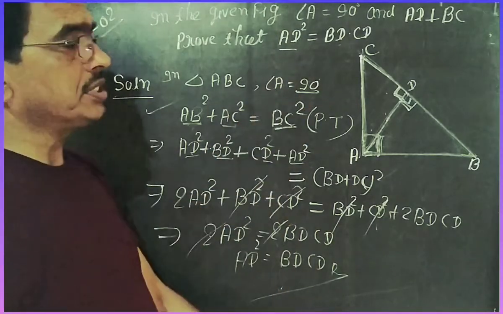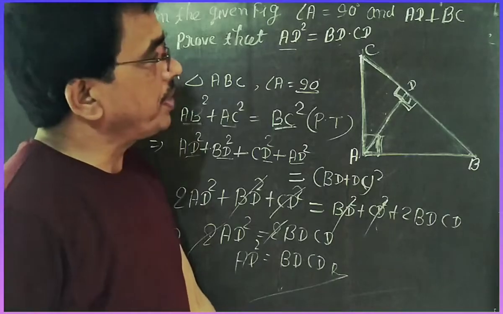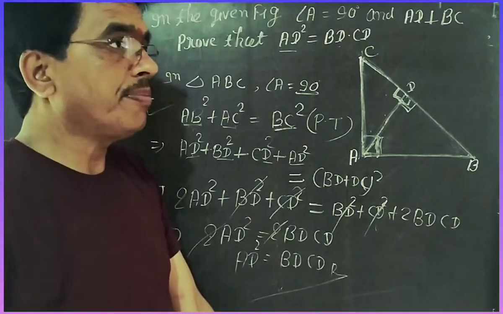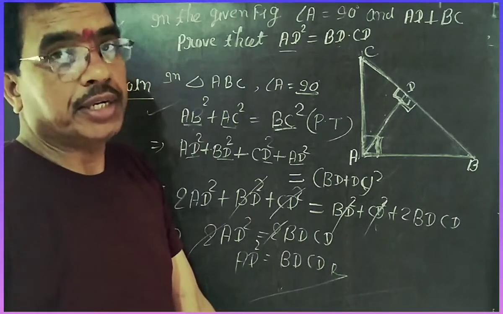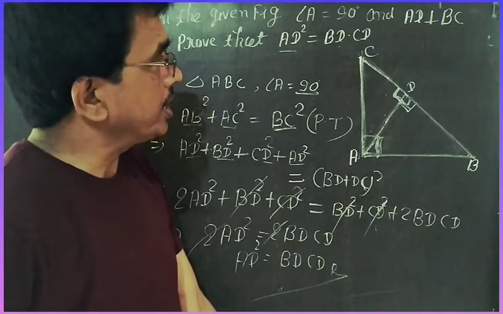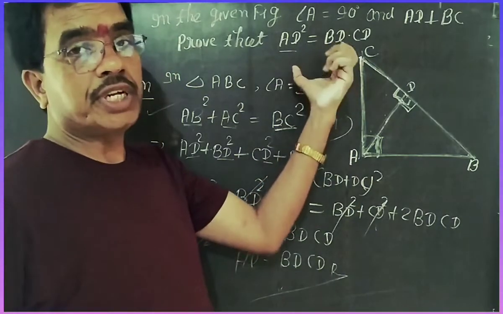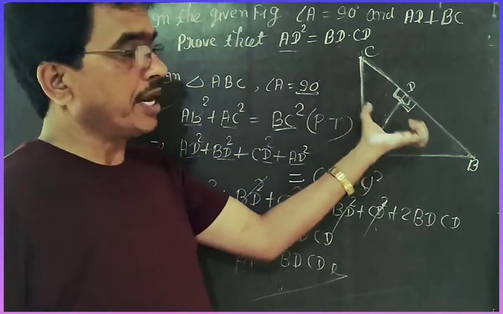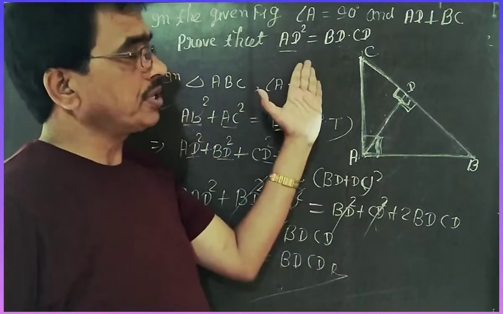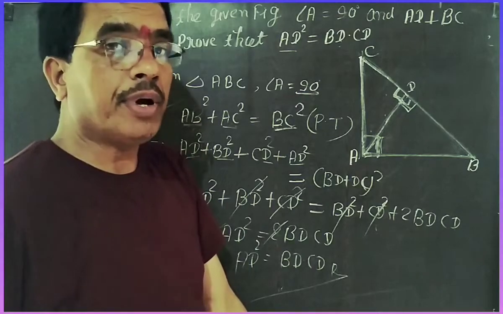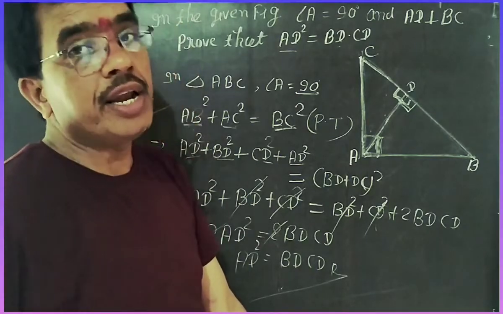So this question you can also solve with the help of Pythagoras. Otherwise, you can also solve with the help of similarity. Both are right. As you like, you can solve this question by any method. I solved it before by one type, that is the similarity method, and now we solve this question by the Pythagoras method. But you can solve this question by any one method.